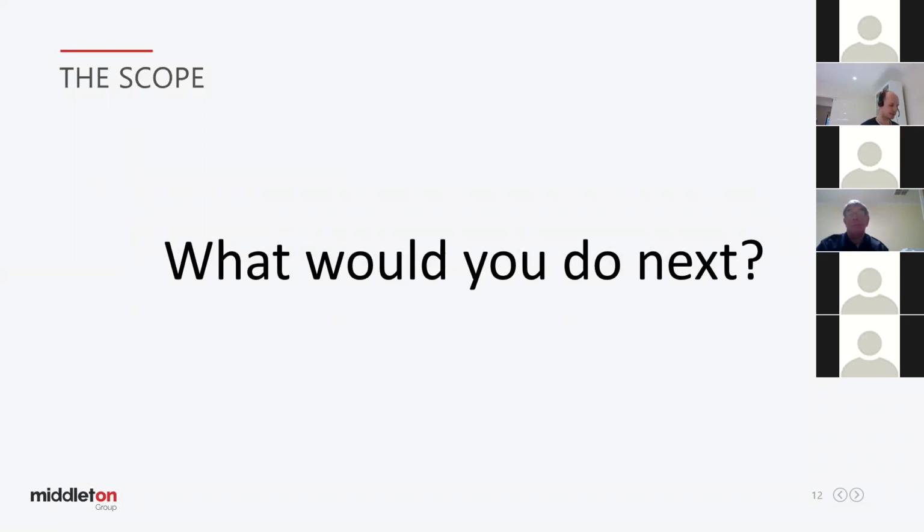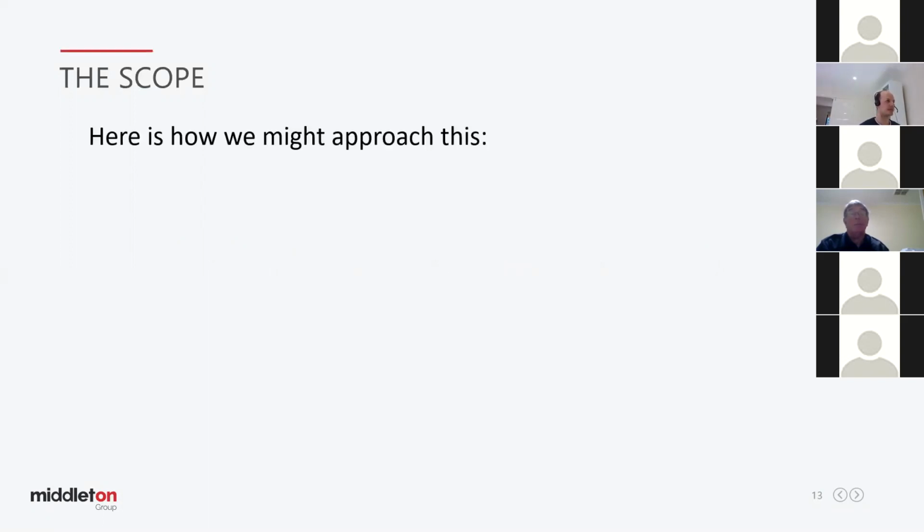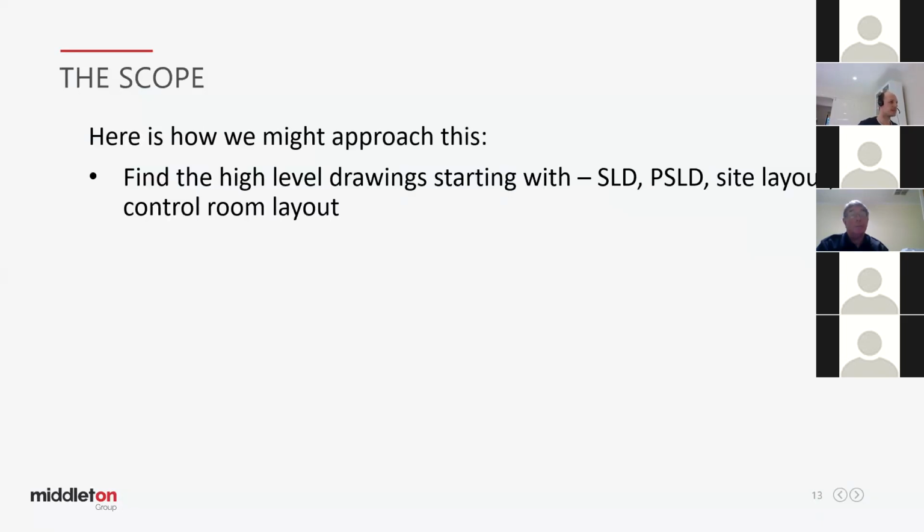And this is really the planning and developmental side of the project and how we would actually complete our planning to then deliver the solution. So a few steps and an approach that we could take for this. It all starts with the high-level overview drawings, the single line diagram, the protection single line diagram, the site layout, the control layout. It gives a feel for what we're trying to achieve.